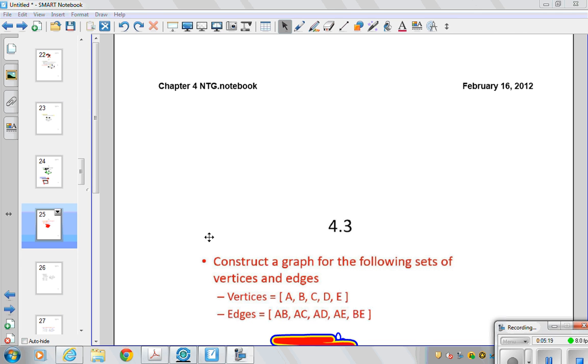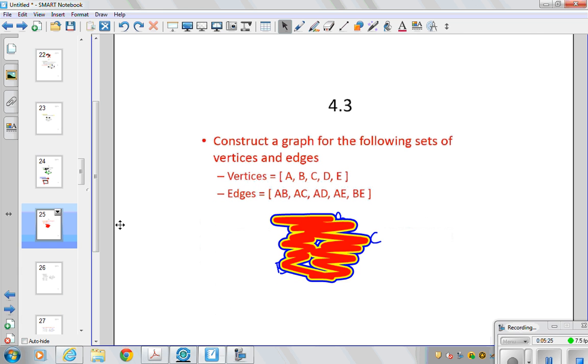Okay, another example to take a look at is this: construct a graph with the following set of vertices. Vertices A, B, C, D, and E, and then the edges there. If you want to try this, pause the video right now because I'm about to show you the answer.